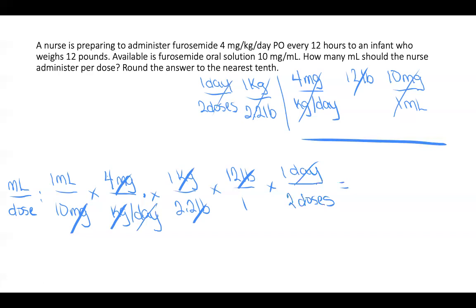So I'm just going to go straight across. 1 times 4 times 1 times 12 times 1, which is 48. And 10 times 1 times 2.2 times 1 times 2, which is 44. 48 divided by 44 is 1.09. And my rounding rule says round to the nearest tenth. So I'm going to round my answer to 1.1 milliliters per dose.